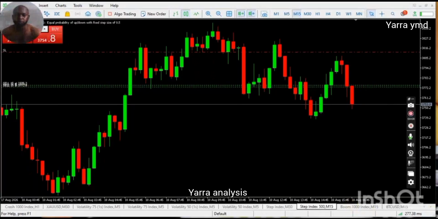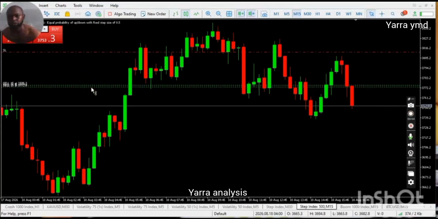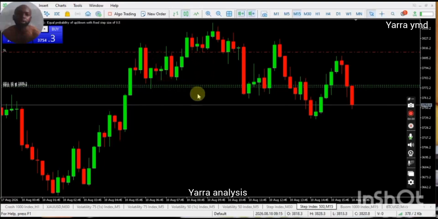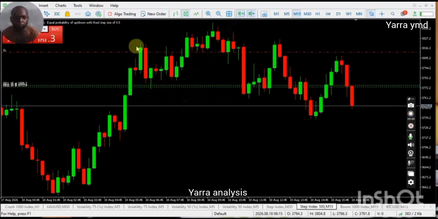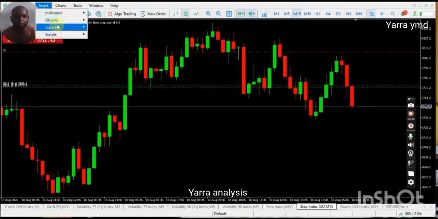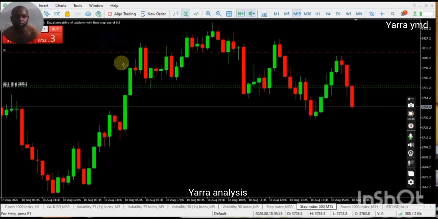This is Yara Analysis. On this instrument, Step Index 500, 15-minute time frame, on Deriv MT5. On my analysis on this instrument, first of all, the market was bullish. The market was bullish, but then the market took this low. You can see the market first of all took that high, and the market was bullish.